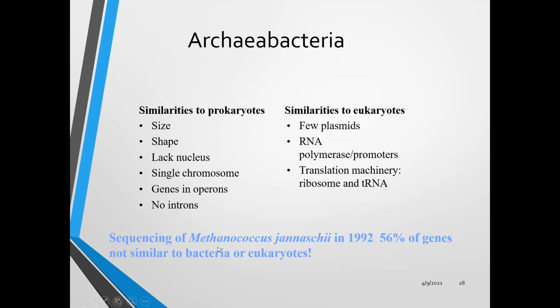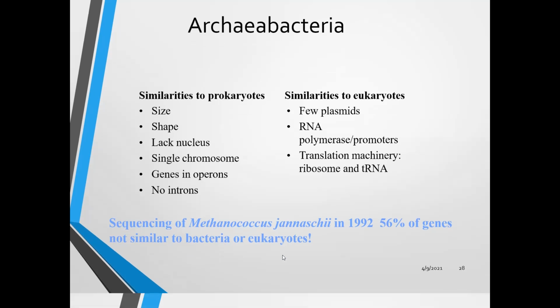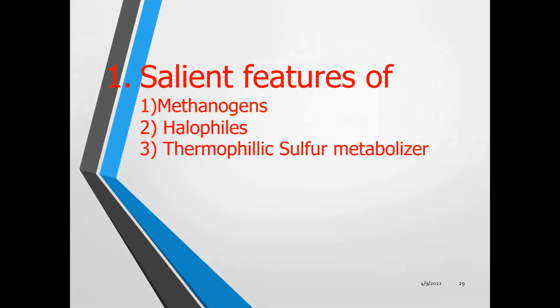Sequencing of Methanococcus jannaschii in 1992 showed that 56% of genes are not similar to bacteria or eukarya. Now we will see salient features of its groups: methanogens, halophiles, and thermoacidophiles.